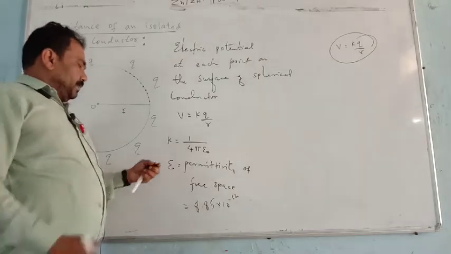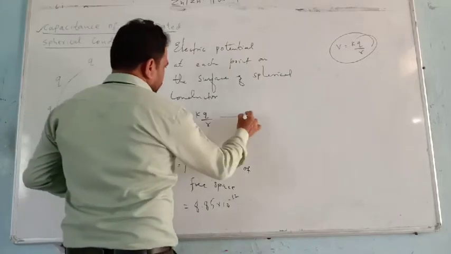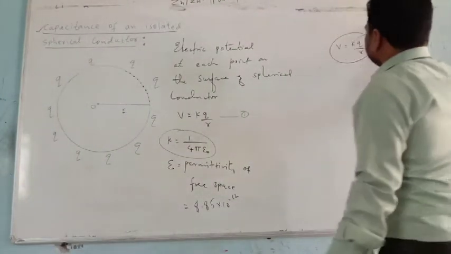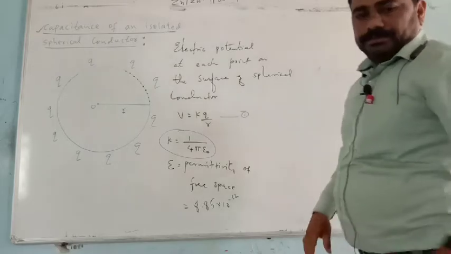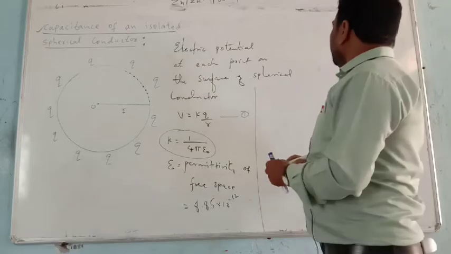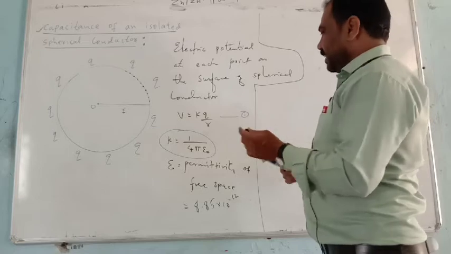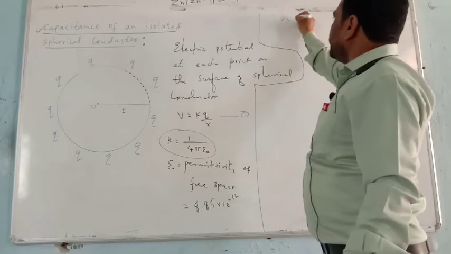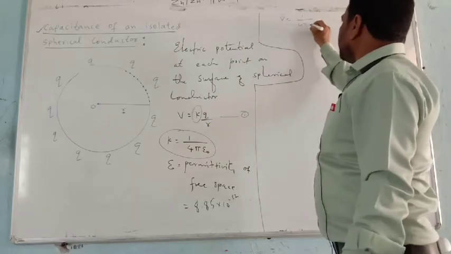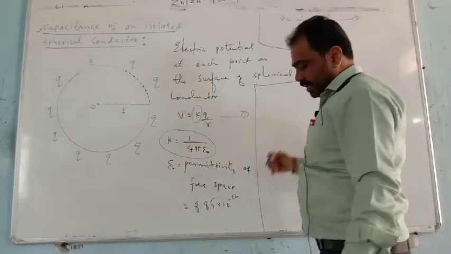So if we keep the value of this electrostatic constant in our first equation, suppose this one is the first equation for electric potential on the surface of a spherical conductor. Now see, therefore what can we write? We can write that electric potential V is exactly equal to, instead of this K, 1 by 4 pi epsilon naught into Q by R as it is. So this is the proper formula to find out electric potential.